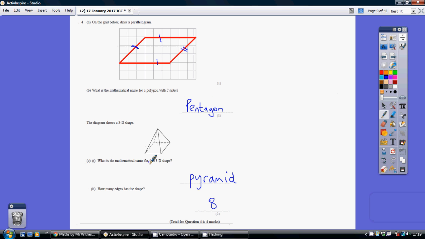C, what is the mathematical name for this 3D shape? Well, it's a pyramid. Better still, a square-based pyramid.